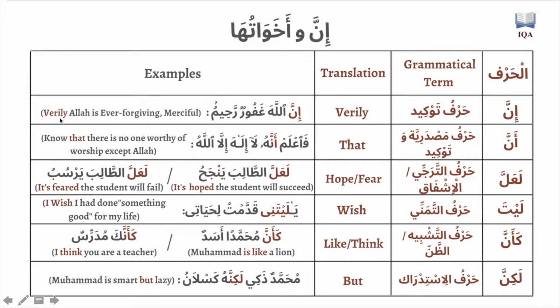So inna will be translated as verily, and Allah is mansoob, it's ismu inna, or ghafurun is khabaru inna. From the sisters of inna is anna. Anna is harfu masdariyat wa tawkid. The grammatical term again is not that important. The most important thing is to understand that anna means that. Anna is translated as that.